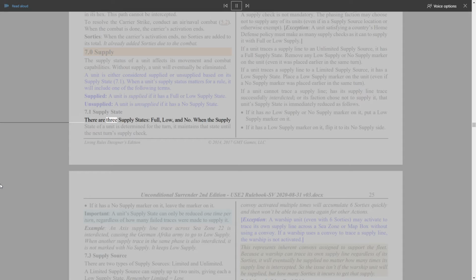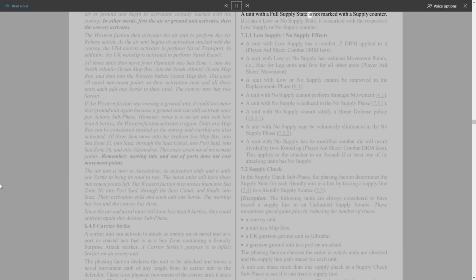7.1 Supply state. There are 3 supply states: full, low, and no. When the supply state of a unit is determined for the turn, it maintains that state until the next turn supply check. A unit with a full supply state is not marked with a supply counter. If it has a low or no supply state, it is marked with the respective low supply or no supply counter.